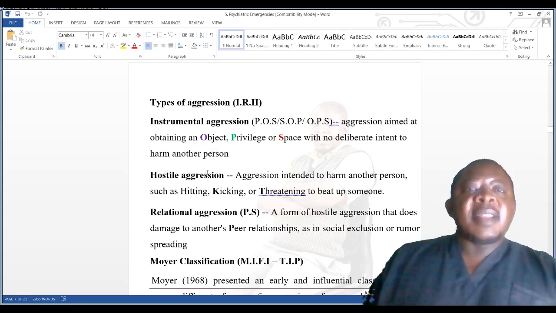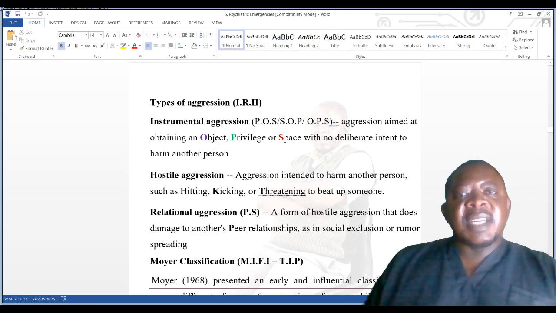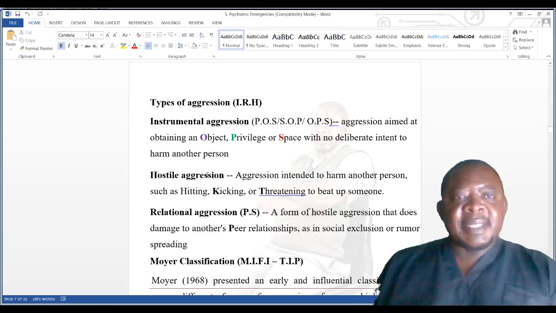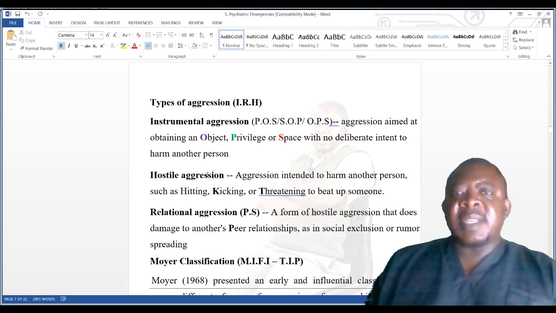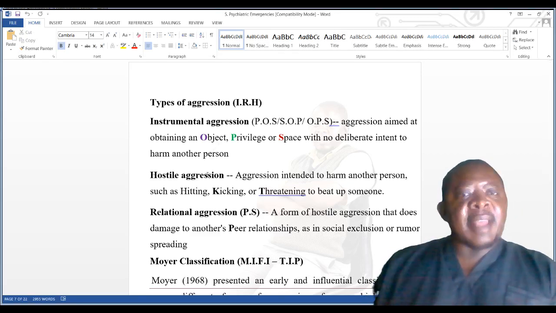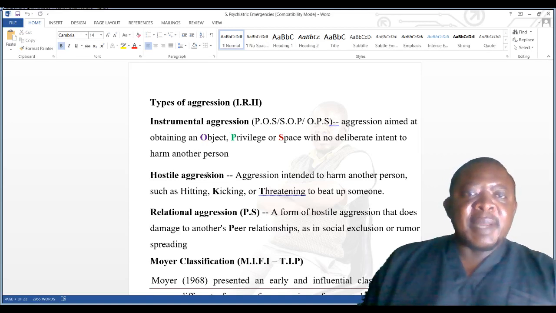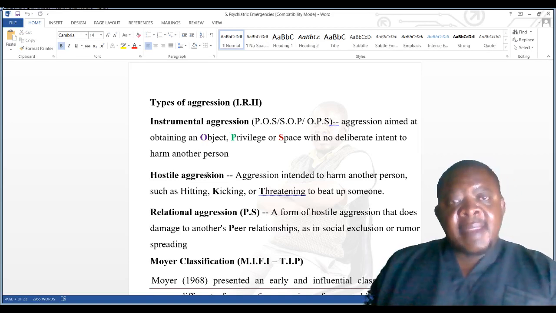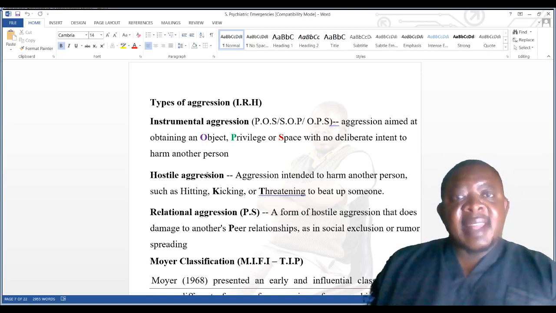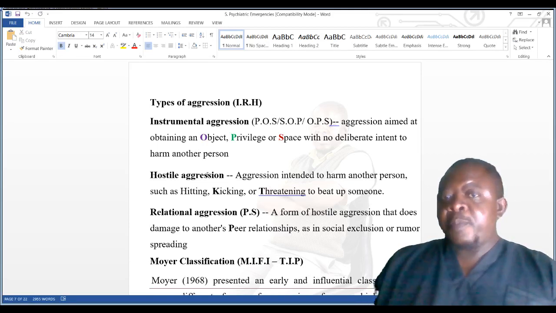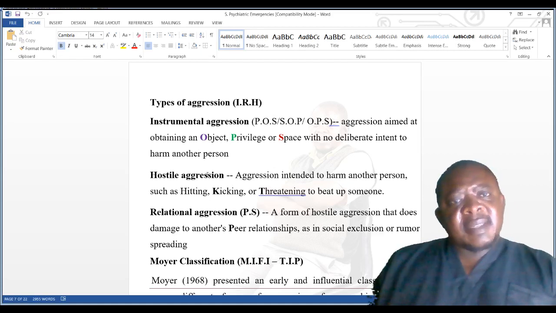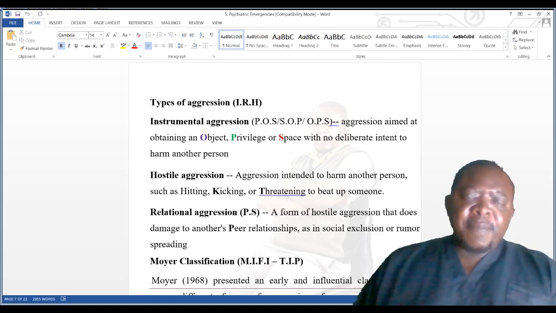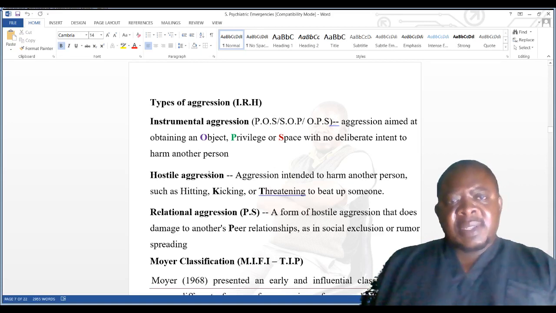Then there is hostile aggression. Hostile aggression is intended to harm another person, such as hitting that person, kicking that person, or threatening to beat up the other person. That is HIK: hitting, kicking, or threatening to beat up another person. I look at hostile aggression as one of the aggressions that we are very familiar with.